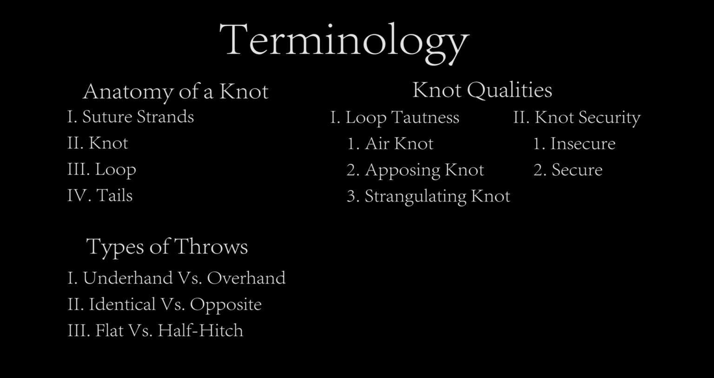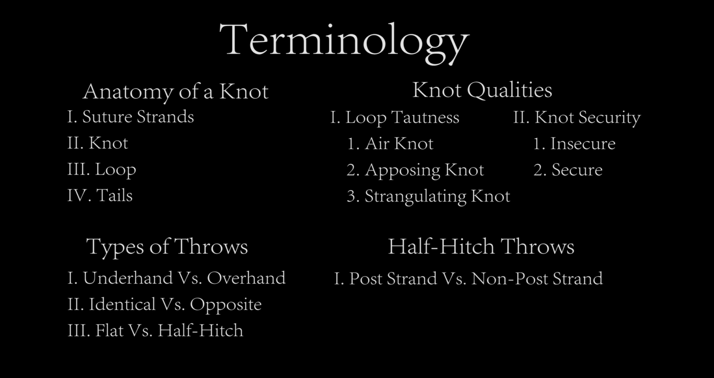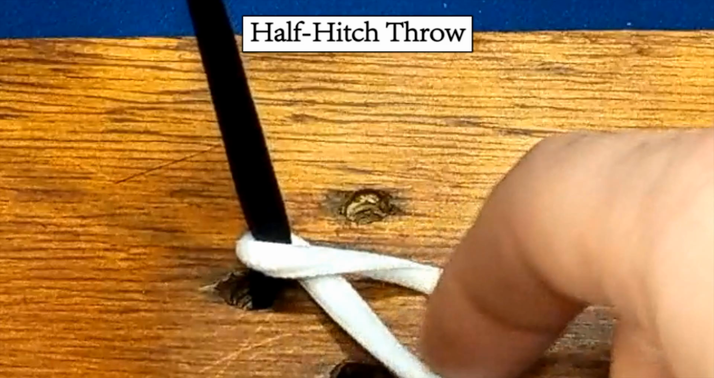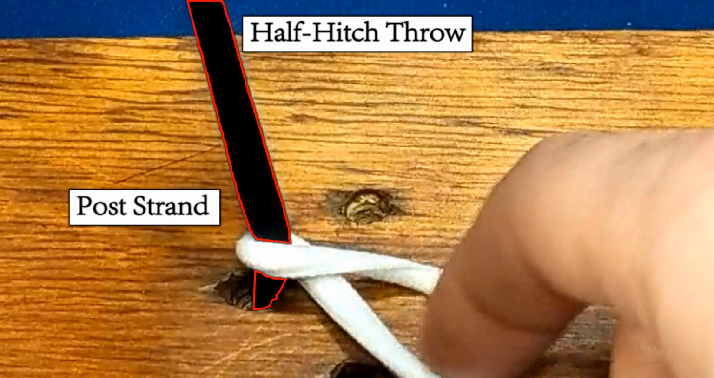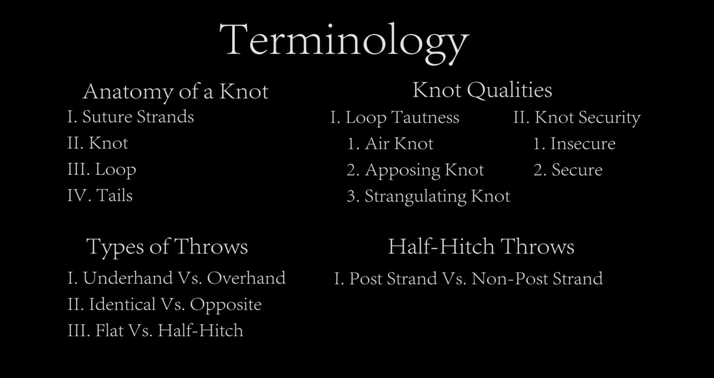Next, we will discuss terms that relate specifically to half-hitch throws. First, we will define the post and non-post strands. In the half-hitch throw shown here, the black strand exits the wooden board and then passes through the first throw as a straight line, like a post. This strand is then referred to as the post strand. In contrast, the white strand, which wraps around it, is called the non-post strand.